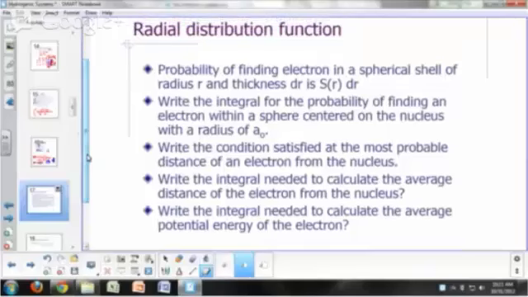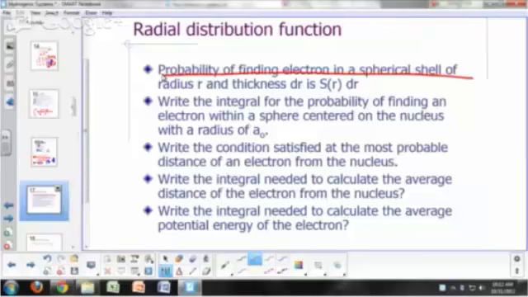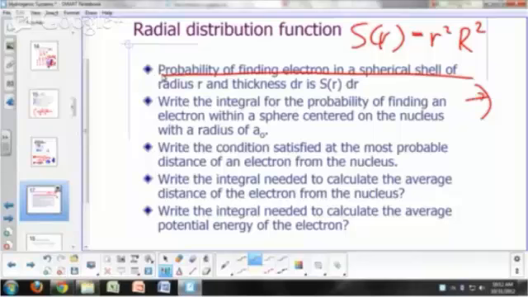So like I said, the radial distribution function is the probability of finding the electron in a spherical shell, S of R, right? Which is R squared times the radial function squared. If you want the probability of finding an electron in a spherical shell of radius R, you have a shell that has a radius of R and a thickness of dr. So the thickness of your shell is dr. Is S of R dr. That's the probability of finding the electron.